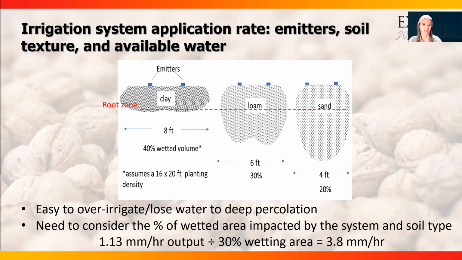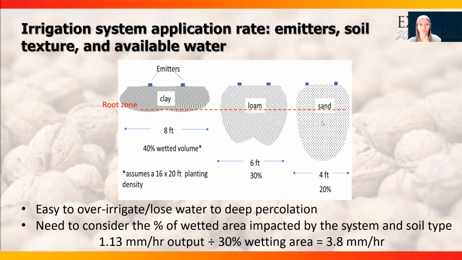not taken into consideration. Your scheduling calculation should consider the percentage of the wetting area impacted by the system and soil type. Soil type influences the subbing of water in the shallow layer of the soil. So in the example here, clay, you would see more subbing at the surface. So the water is going to move outward from the irrigation emitter.